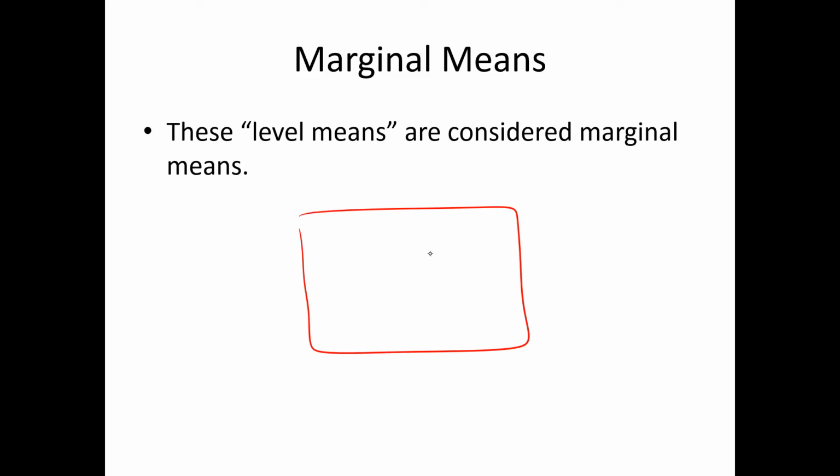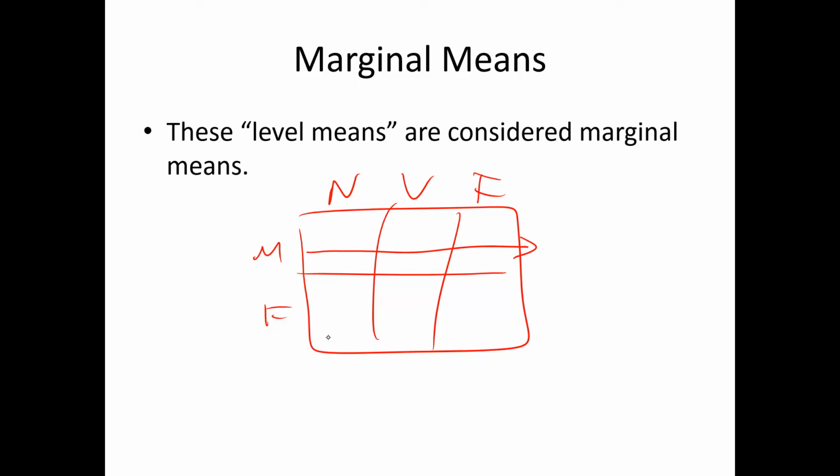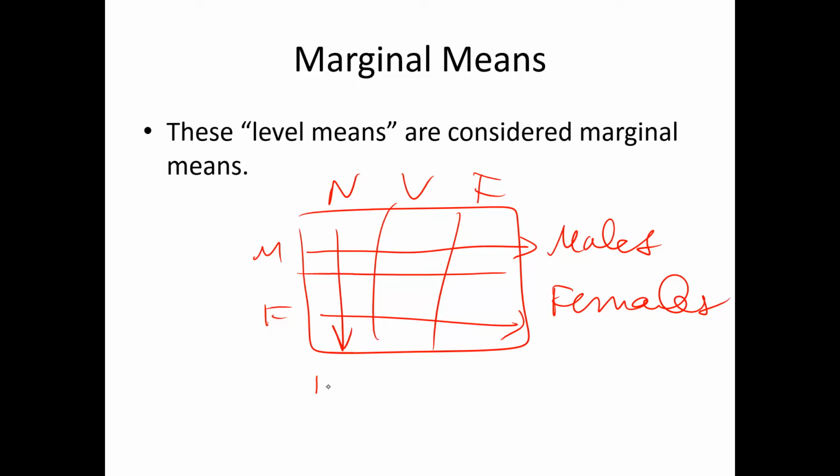So anytime you have your design here, okay, we're going to, oops, that's an F. We're going to talk about the marginal means. And so what that means is it's the means in the margin. So this is just males' overall rating and just females' overall rating, just none, just volleyball, and just football.